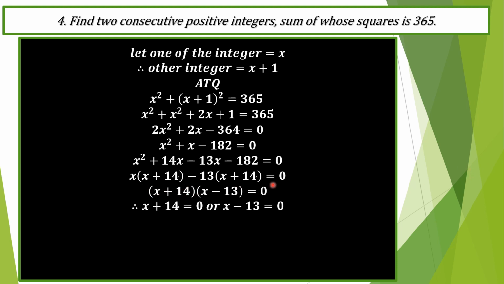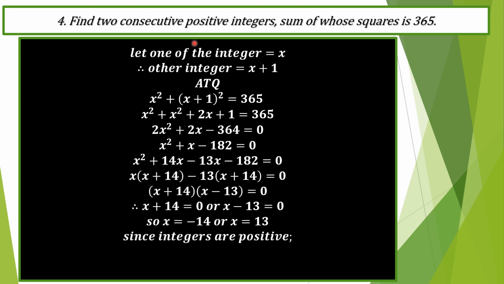So x minus 14 is common in both. We'll take this common. We are left with x from here and minus 13 from here, equal to 0. So either x plus 14 is equal to 0 or x minus 13 is equal to 0, which will give us two values of x, that is minus 14 or x is equal to 13. But since we are talking of positive integers, right? So our integers will be 13 and 14. This is how this is done, right? So let's see.